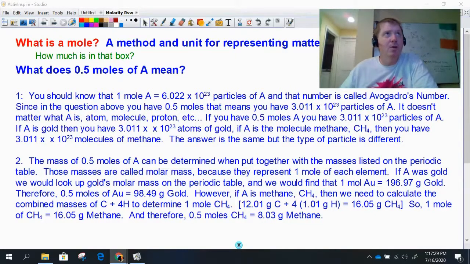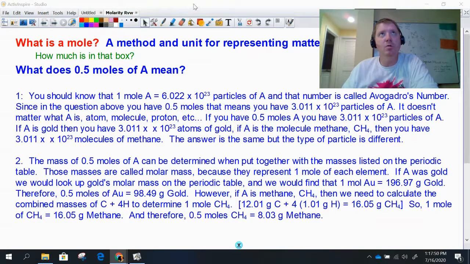So I'm gonna go over a brief presentation here on what molarity is. But I just want to review some of the basics about what a mole is before we get into molarity. Just because if you don't know what a mole is, you can't really move on to the next things because it's all the background items. So I have this presentation here.